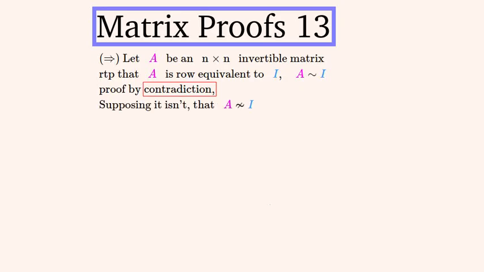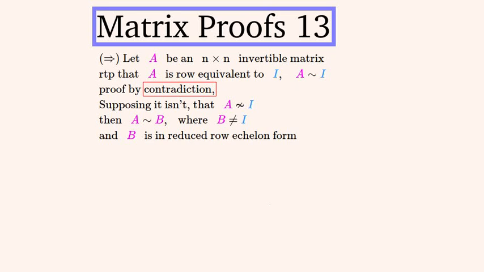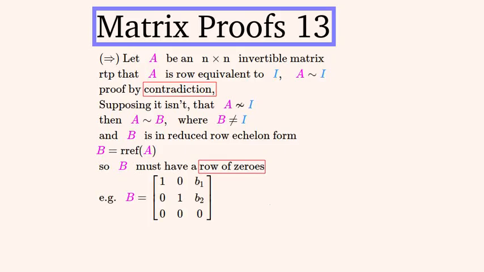So we'll assume that A isn't row equivalent to the identity matrix and try to find a contradiction to show that it can't happen. So matrix A must be row equivalent to another matrix B that isn't the identity matrix, and matrix B must be in reduced row echelon form. We can write it out mathematically like this. B is equal to the reduced row echelon form of A. So B must have at least one row of zeros because it's in reduced row echelon form and isn't the identity matrix. And here's an example of what B could look like.